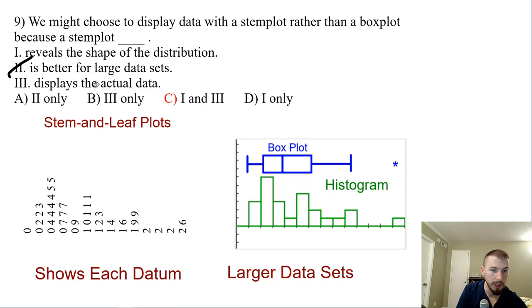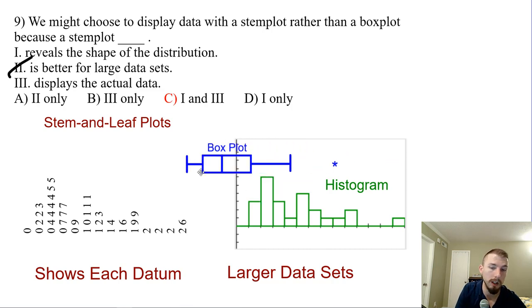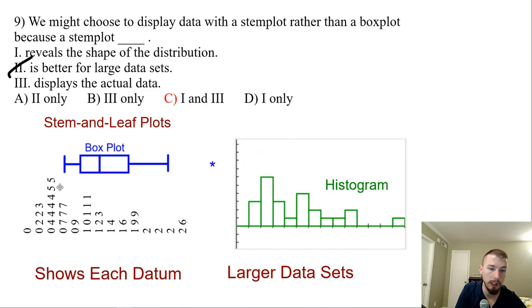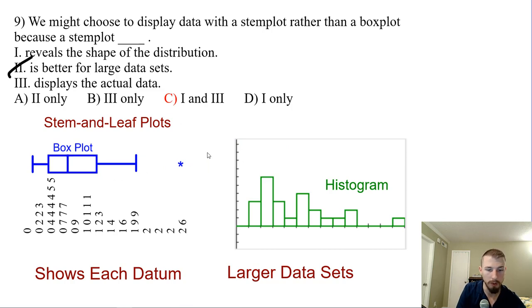It displays the actual data. That is true. With a stem and leaf plot, that's the only one that shows the actual data. So we only use it for smaller sets of data, like up to 45. Anything bigger than that, we're going to use a histogram. And if we're comparing multiple ones together, then we'll use a 5-number summary from the box plot, modified box plot. So our answer is going to be 1 and 3, which would be C in this case.